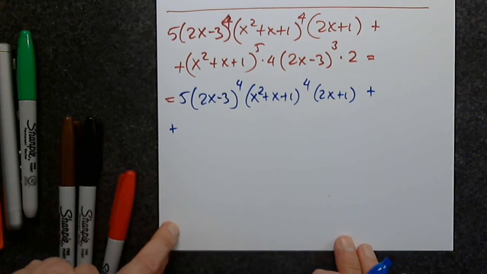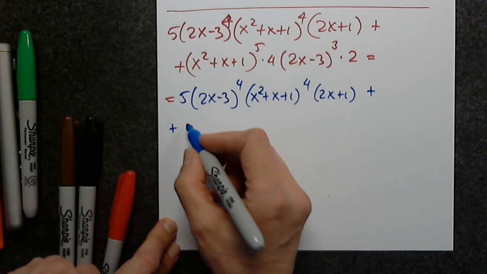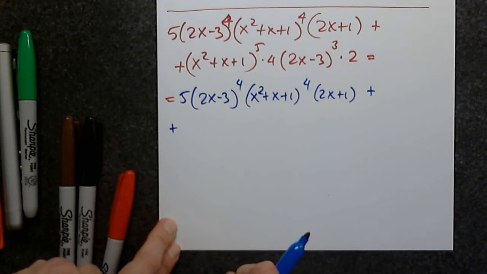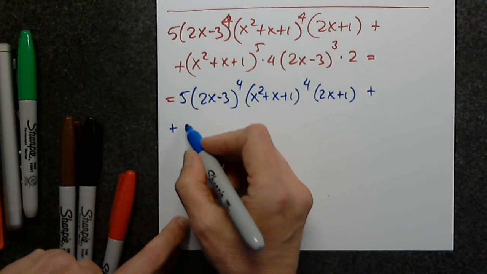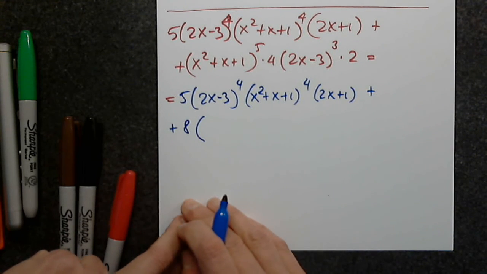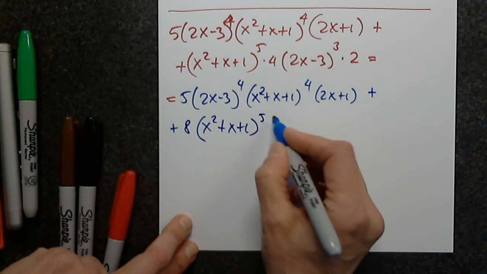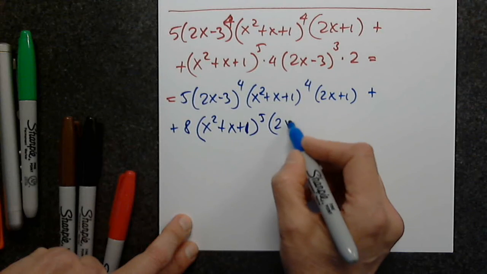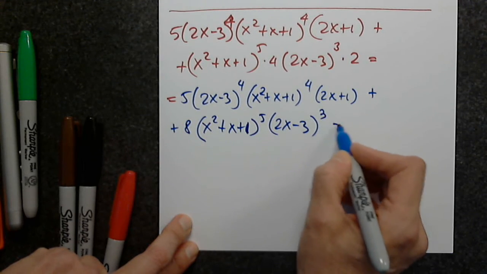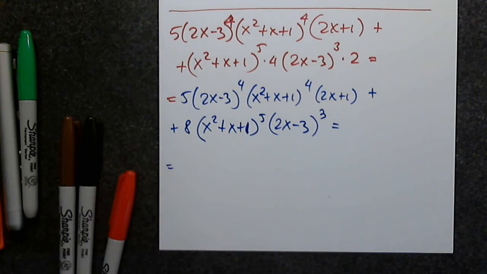Okay, so how do I rewrite the second one? X squared. We just said that we put an 8 in front, right? So, 8 good. And then, x squared plus x plus 1 to the 5th, very good. And the last one, 2x minus 3 to the 3rd. Awesome.